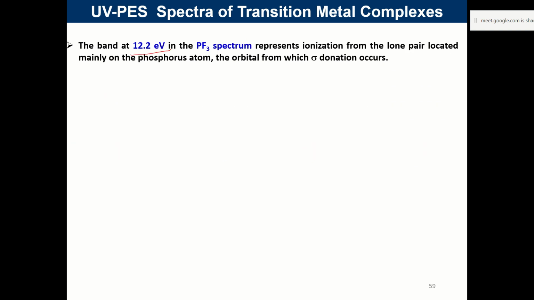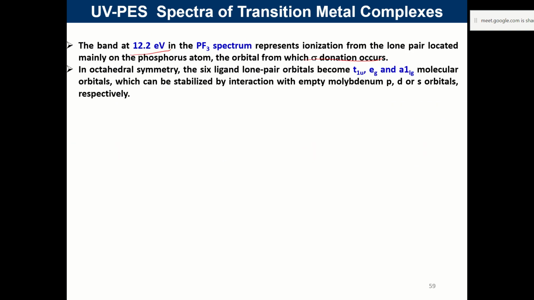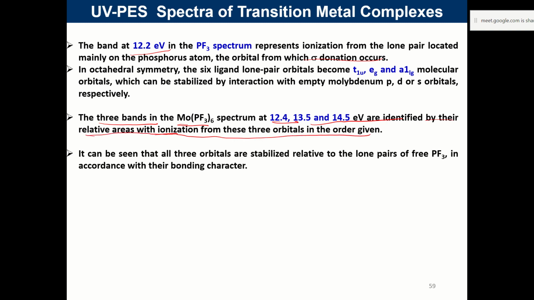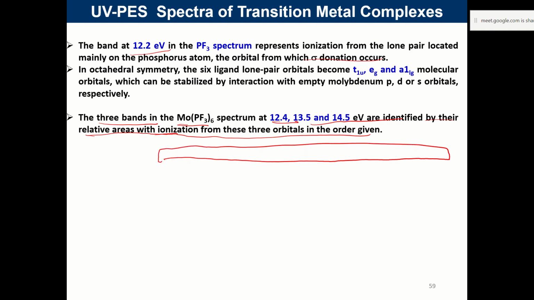So sigma donation occurs and this one is stabilized. The 3 bands in molybdenum are identified by their relative areas, as given here. So all 3 orbitals are stabilized relative to the lone pairs of free PF3.